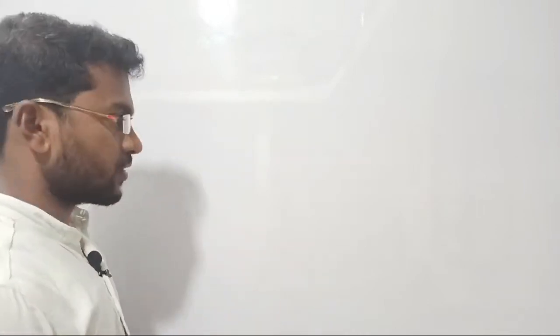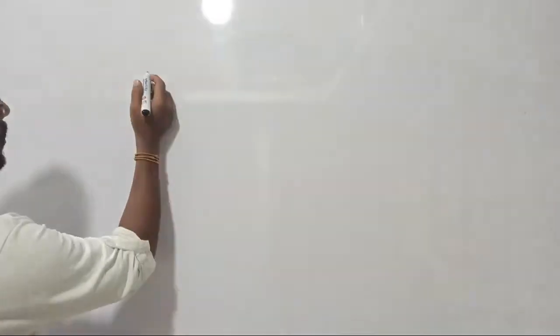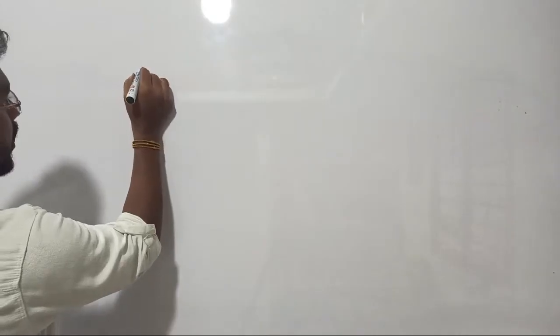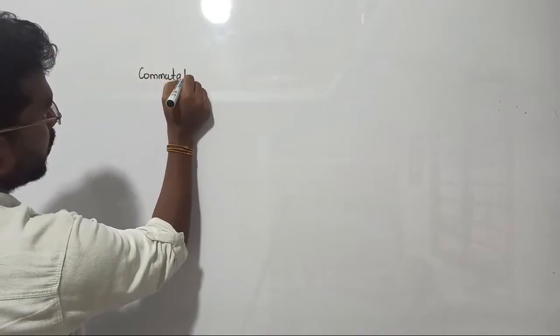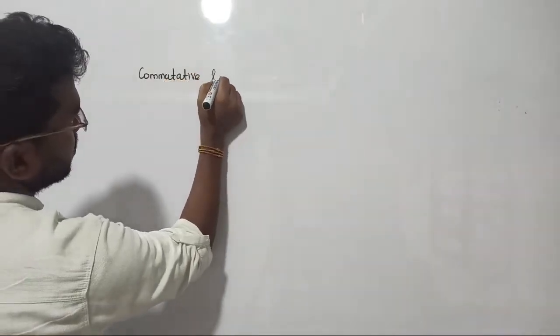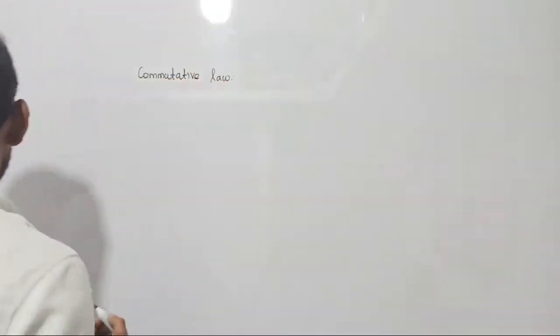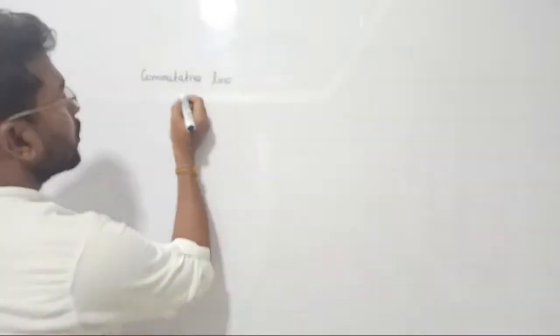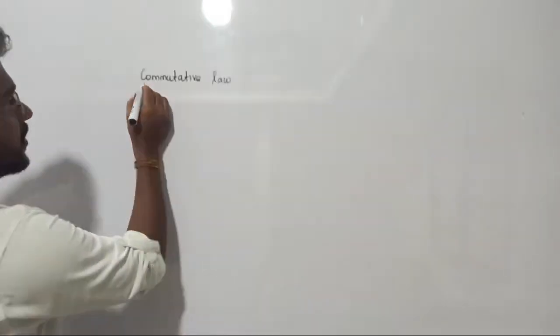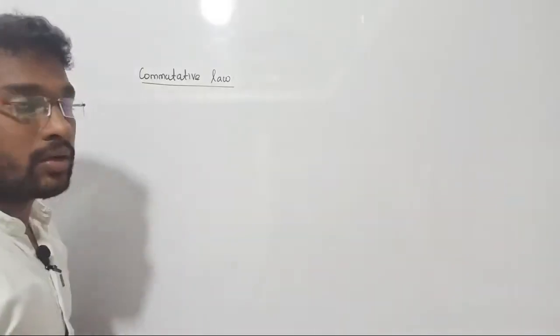we already saw some basic laws in our digital system. What are those? First, we already discussed the commutative law. Yeah, class is going good, I think. Okay, fine. Commutative law. Now, what did we see in commutative law?